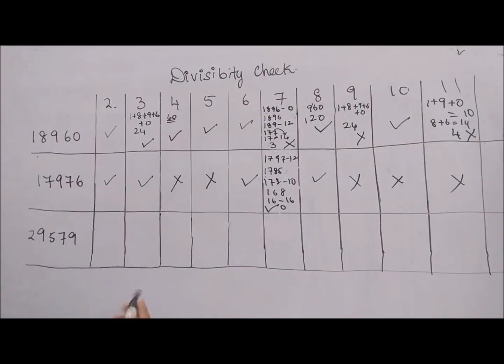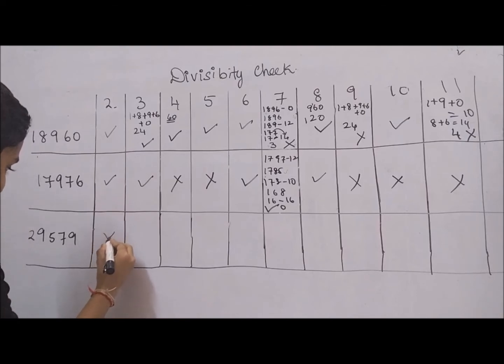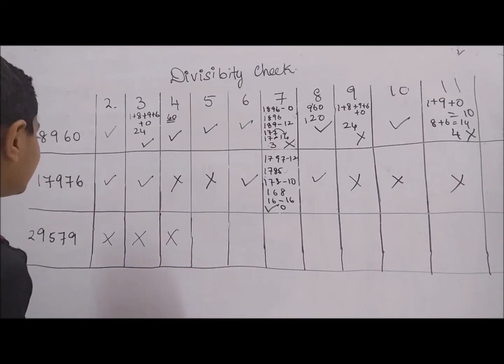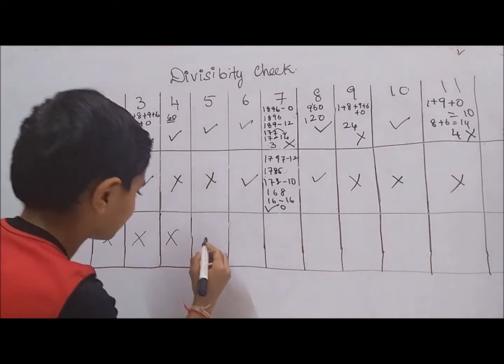Okay, the last example. Okay, so is 29579 an even number? No. Okay. What is the sum of 29579? 32. Is it divisible by 3? No. Are the last two digits divisible by 4? No. What is the rule for 5? It should be ending with 5 or 0. So is it there? No.